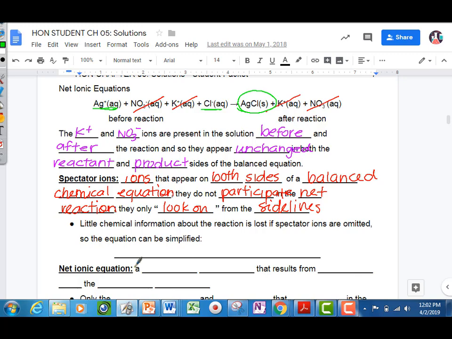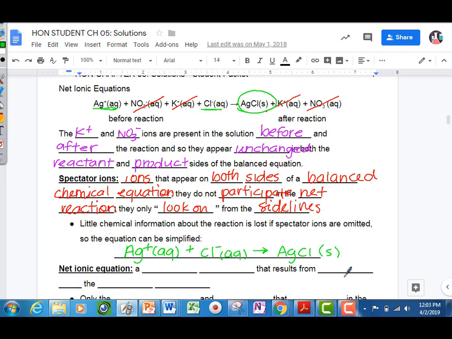So the net ionic equation for this reaction would be Ag+ (aq) plus Cl- (aq) produces AgCl (s). That would be the net ionic equation for this reaction. So it's only showing what actually changed in the reaction. Because the potassium and the nitrate didn't change, they are not included.